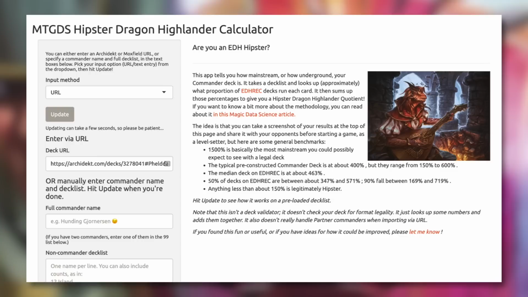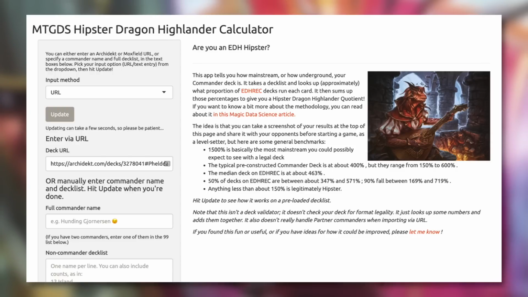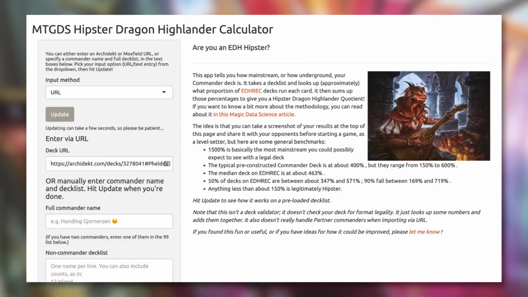So apparently 1,500% is the most mainstream you could possibly get. The typical pre-constructed deck is about 400%, but they range from 150% to 600%. The median EDH Rec deck is around 463%, so just some percentages to keep in mind. 50% of EDH Rec decks are between 347 and 571. 90% of them fall between 169 and 719. Anything less than 150% is legitimately hipster. So that is a pretty low percentage, compared to all the other percentages we talked about.